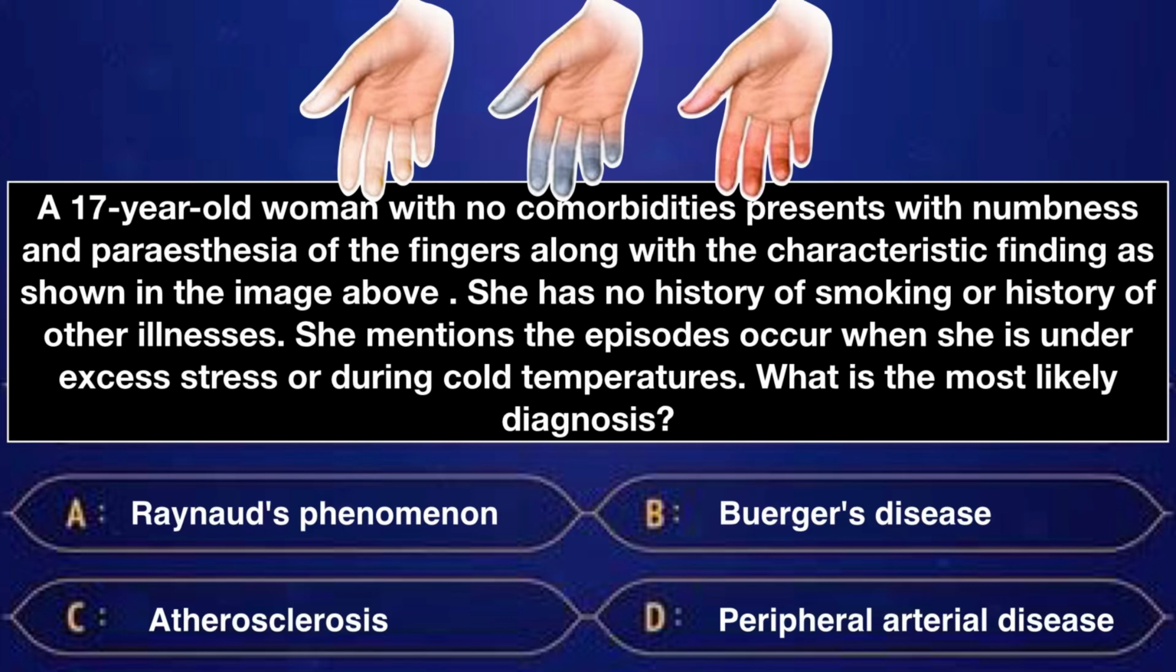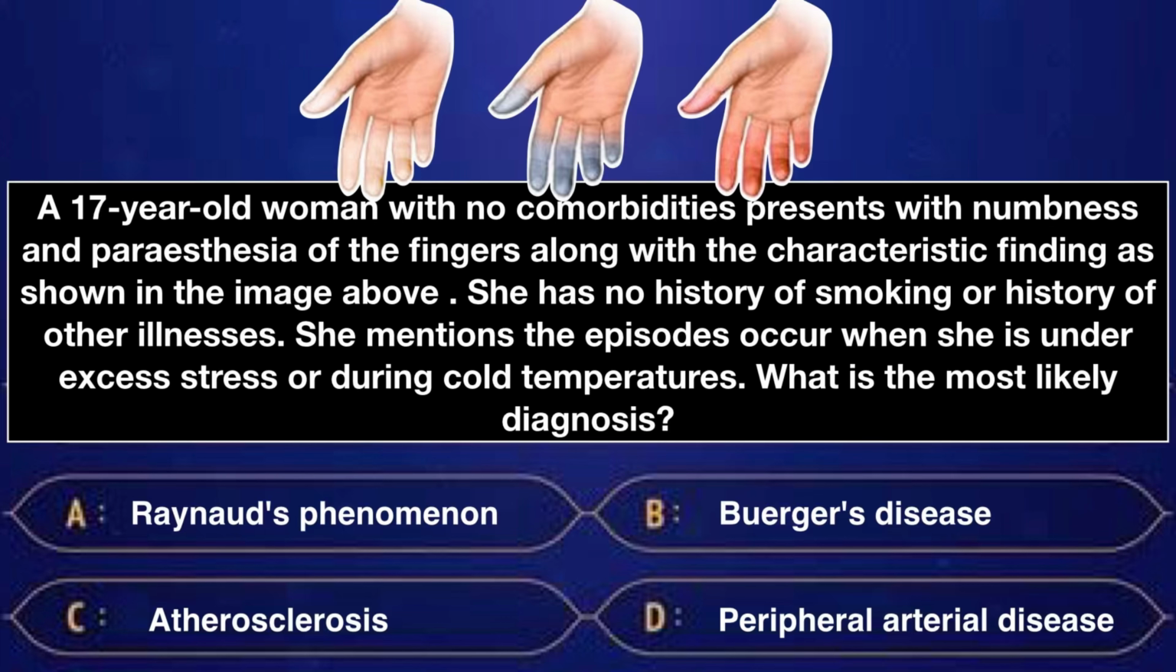A 17-year-old woman with no comorbidities presents with numbness and paresthesia of the fingers, along with the characteristic finding as shown in the image above. She has no history of smoking or history of other illnesses. She mentions the episode occurs when she is under excess stress or during cold temperatures. What is the most likely diagnosis?